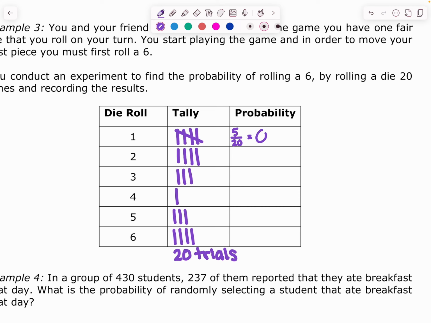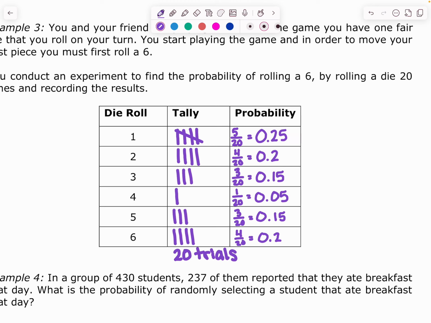So 5 divided by 20 is 0.25. 4 divided by 20 is 0.2. 3 divided by 20 is 0.15. 1 divided by 20 is 0.05. 3 divided by 20 is 0.15. And 4 divided by 20 is 0.2.